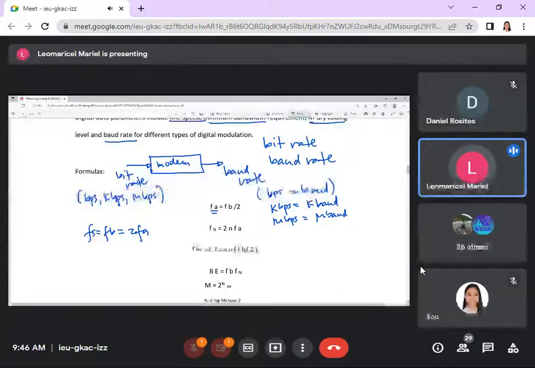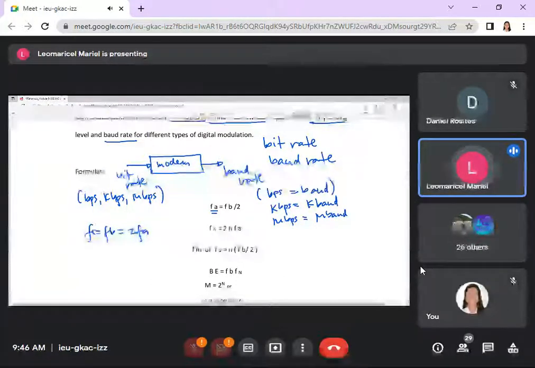Pagka kasi pinag-cross multiply mo yan, that will be FB is equals to your FS or sinatawag natin na sample frequency. And pag sinabi natin sample frequency, that is twice the analog frequency na given. So kung anong given mong frequency, you're going to multiply it by 2 only, so to determine your sample frequency or your FB na tinatawag.